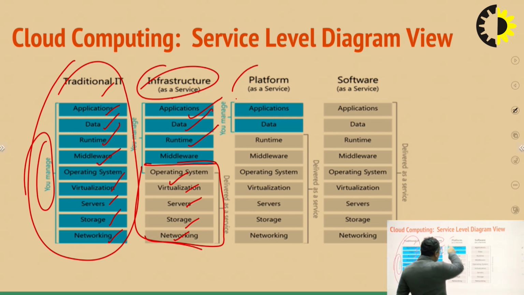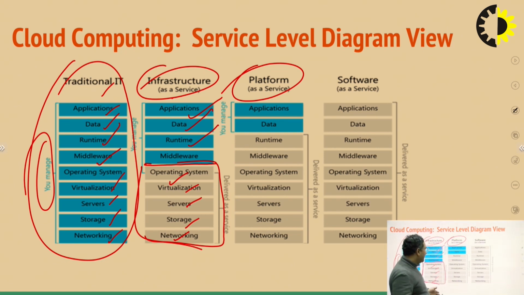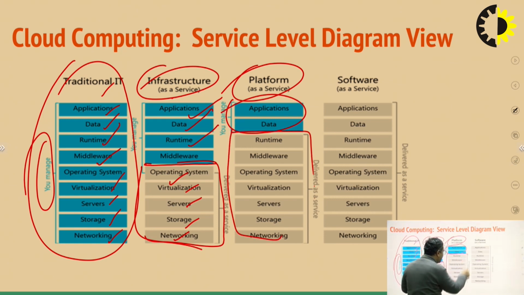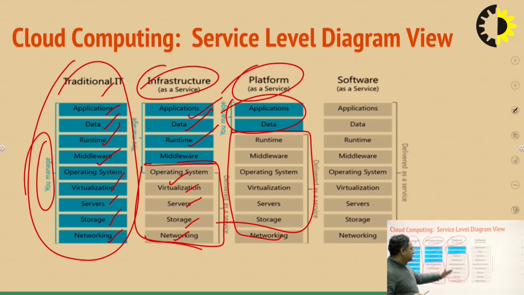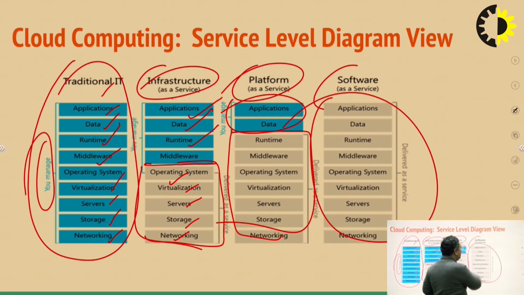Now if you go with platform as a service from the cloud provider, then you have to manage only your application and the data. Rest everything, including the runtime, middleware, operating system, virtualization, servers, storage, and networking, are managed by the cloud provider itself. So as soon as you are moving your ladder from infrastructure to platform, everything apart from applications and data is managed by the cloud provider.